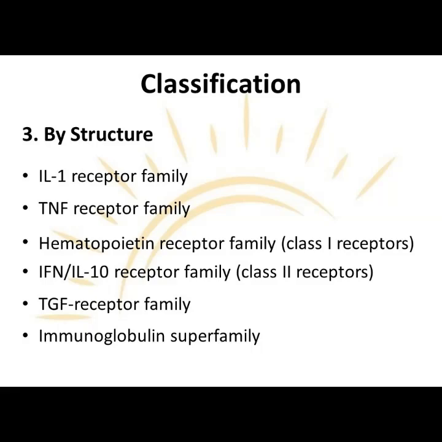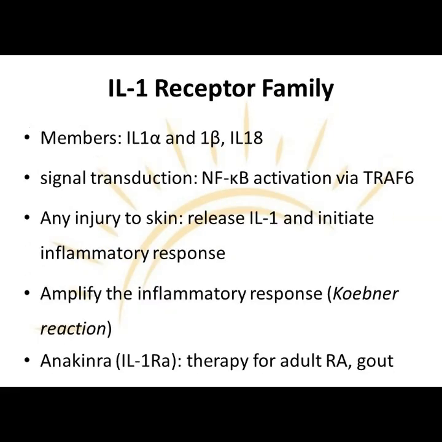Structural classification of cytokines, according to 3D folding and receptor interactions: 4-helix bundle, trimers with jelly roll beta sheet motif, and structural organization as dimers or trimers. Cytokines can be classified into IL-1 receptor family, TNF receptor family, hematopoietin receptor family, class 1 receptors, IFN and IL-10 receptor family, class 2 receptors, TGF receptor family, and immunoglobulin superfamily.